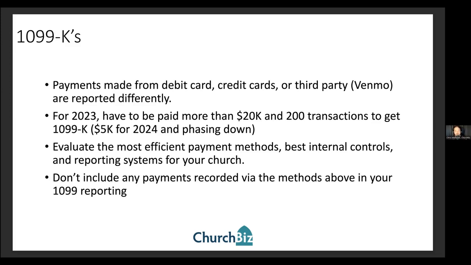As it stands for 2023, you will only get a 1099K if you have received payment from a third-party payment processor and you meet both criteria: that it was more than $20,000 and 200 transactions. That's a pretty high bar for a church to reach. I'm trying to think of a scenario where you would pay a contractor via one of these methods more than $20,000 and more than 200 times.